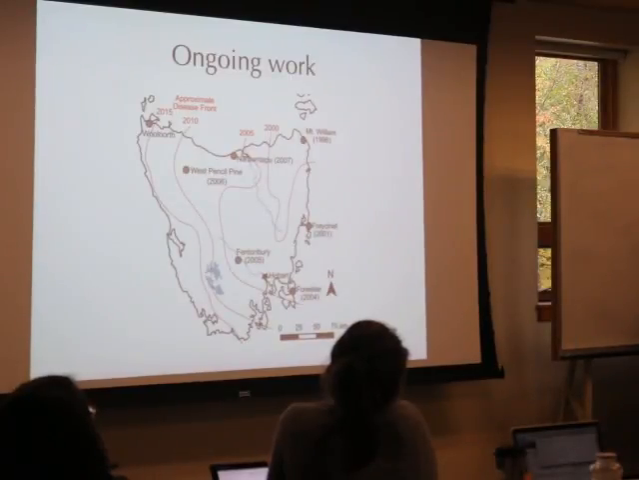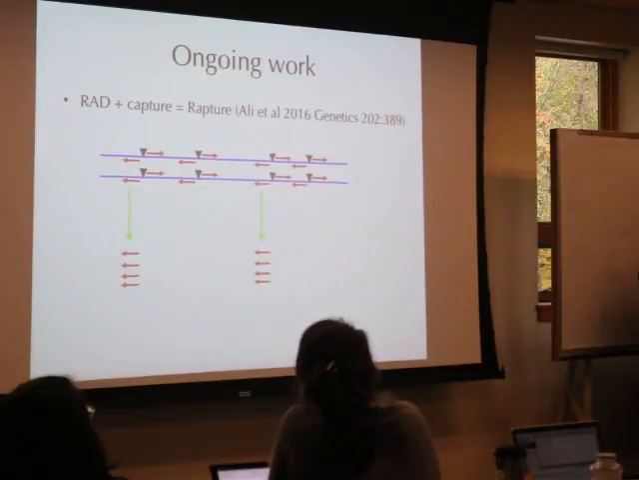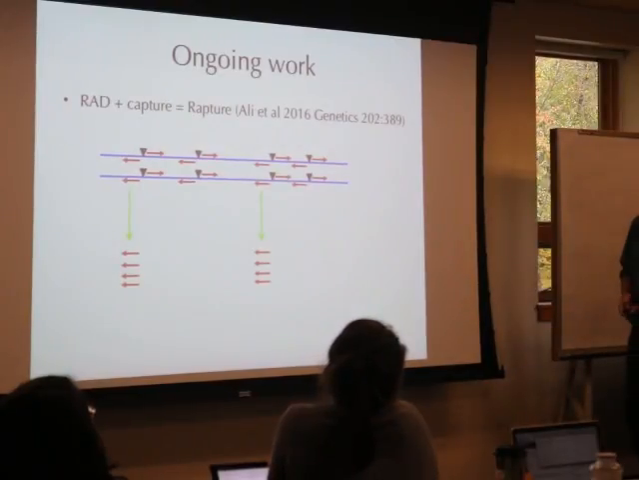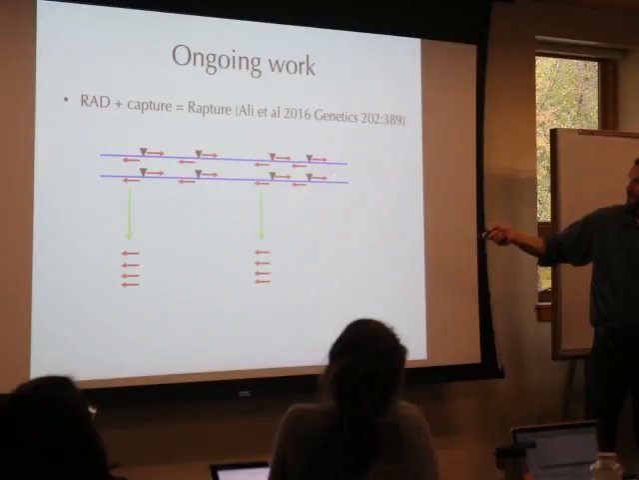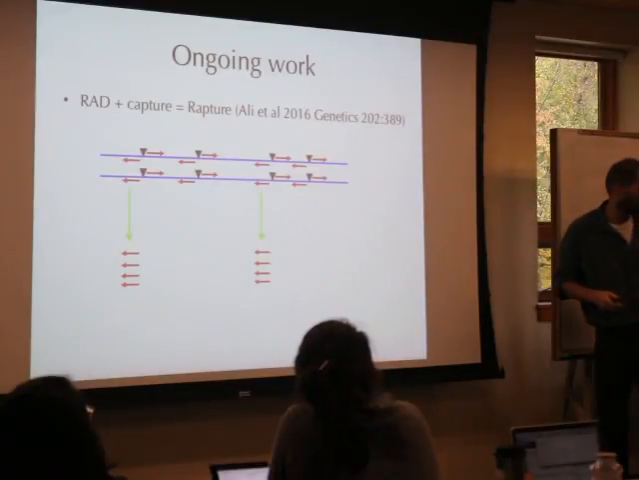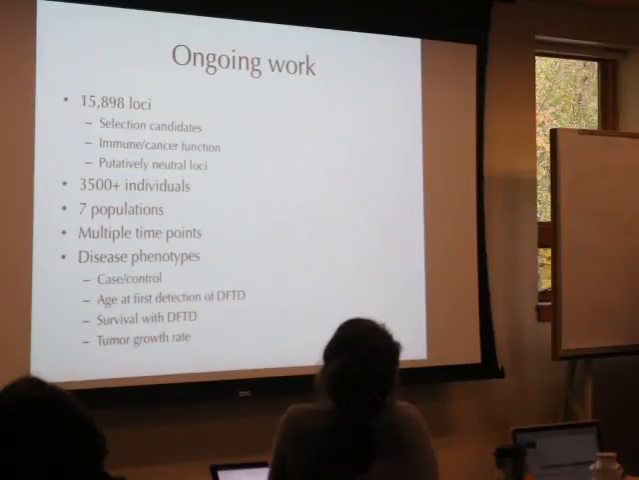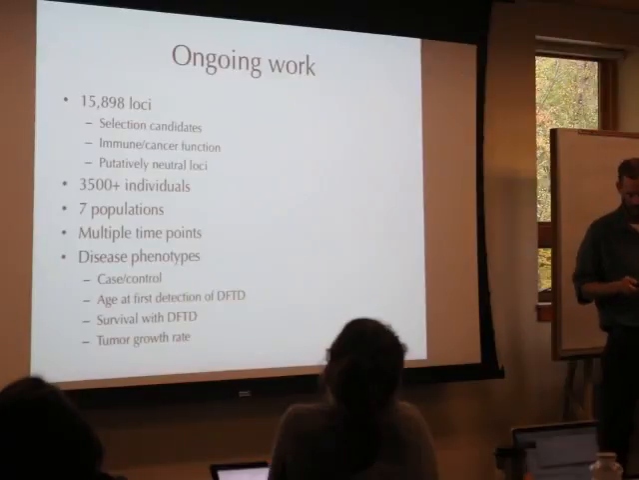And again, we have time course sampling from before and after the diseases moved into all these populations. And here what we're doing is Rapture, that you heard about this morning. So again, the basic idea is that you do a RAD library prep to subset down to this set of loci. But then we have a set of probes to subset even farther down to a targeted set of RAD loci. So in this case, we designed an array of about 16,000 loci.